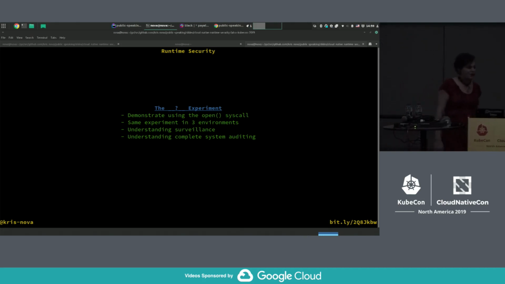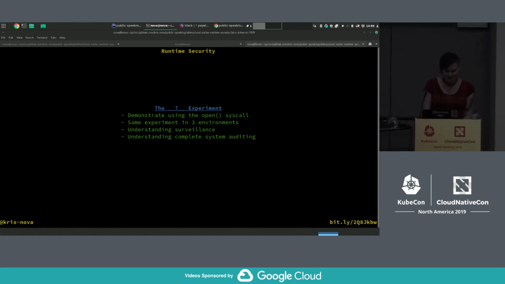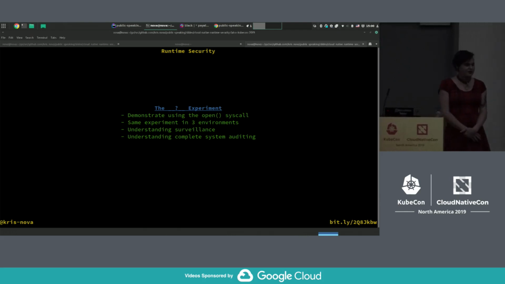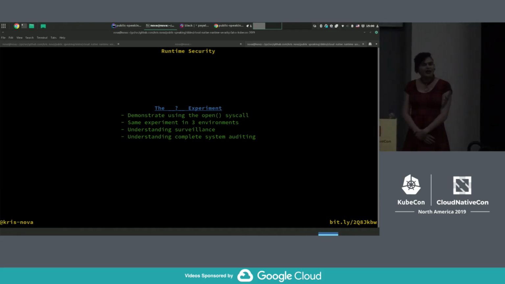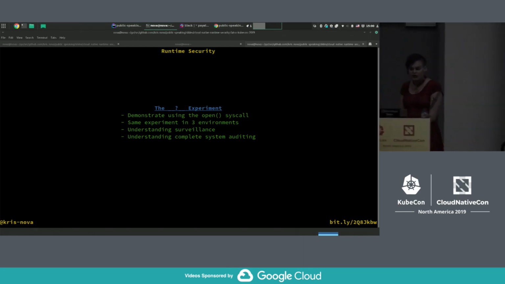Banana. OK, so we are going to run the banana experiment. What we're going to do is demonstrate using the open syscall. This is a very simple syscall. Basically, this just opens up a file for reading or writing using the kernel.